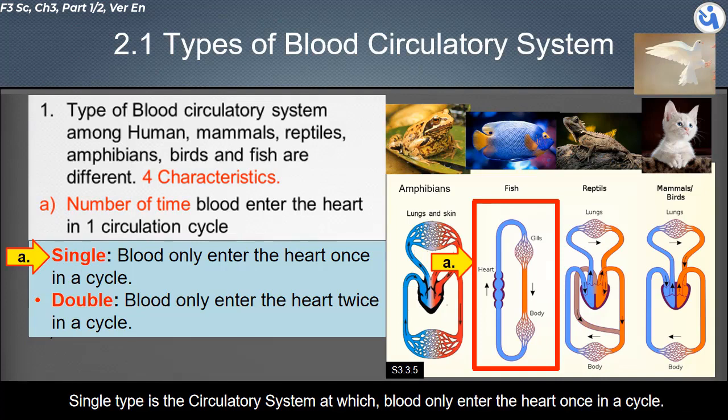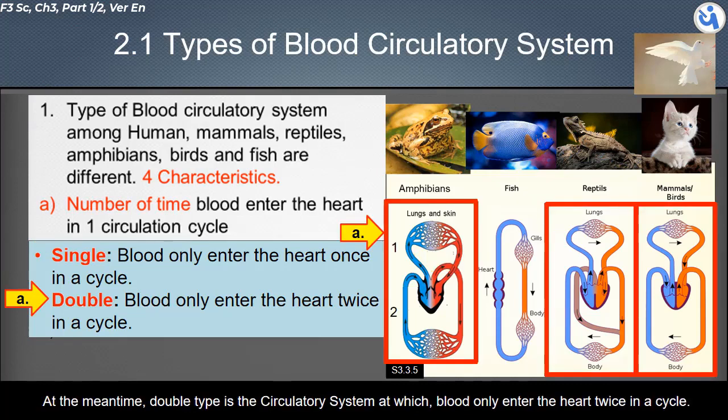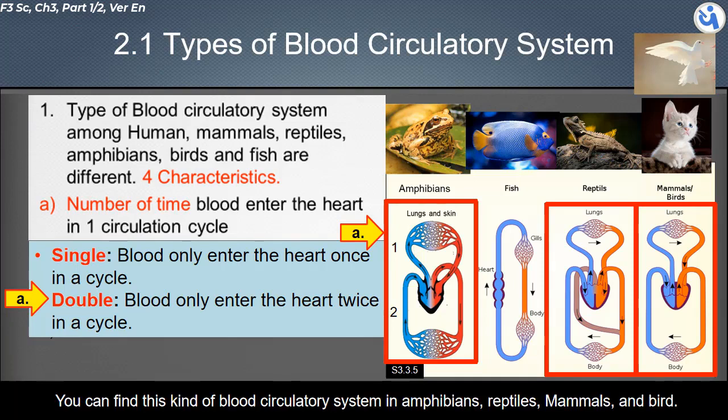Single type is the circulatory system at which blood only enters the heart once in a cycle. You can find this kind of blood circulatory system in fish. At the meantime, double type is the circulatory system at which blood enters the heart twice in a cycle. You can find this kind of blood circulatory system in amphibians, reptiles, mammals, and birds.